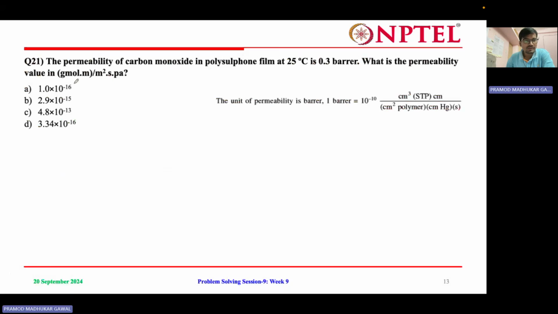Question number 21. The permeability of carbon monoxide in polysulfone film at 25 degrees Celsius is 0.3 barrer. What is the permeability value in gram mole times meter per meter square times second times Pascal? Here the given unit of permeability is in barrer. We have to convert into gram mole in this unit.